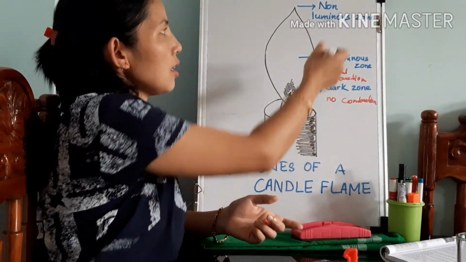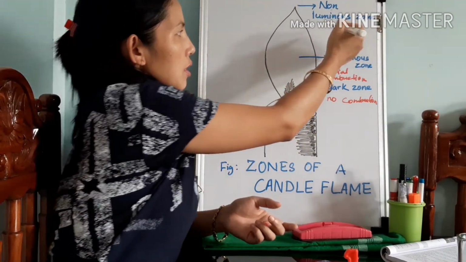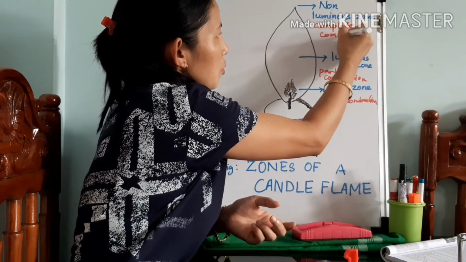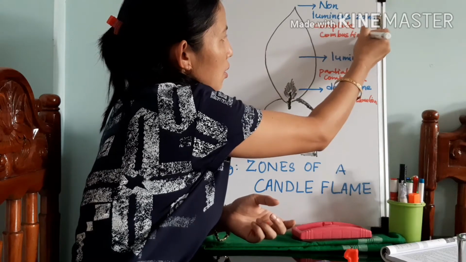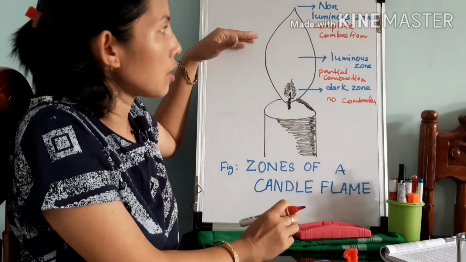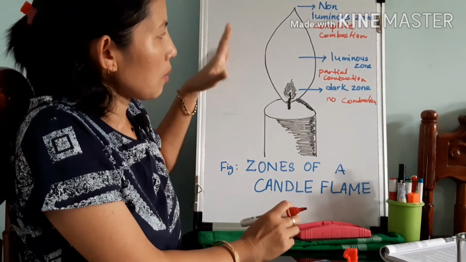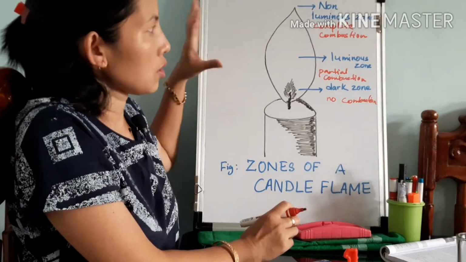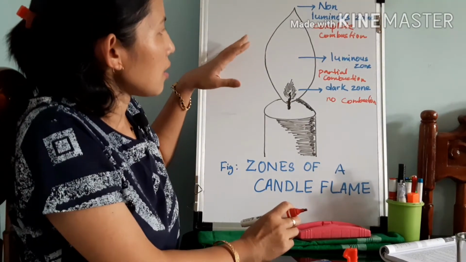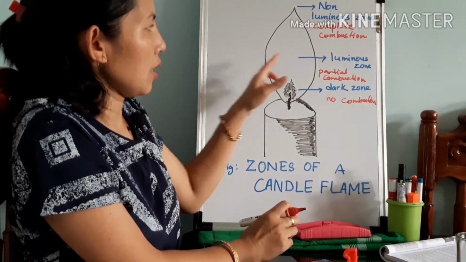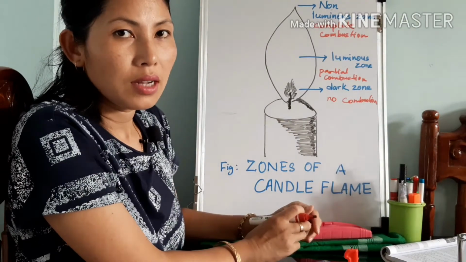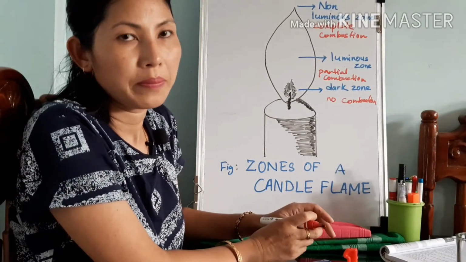Then next is the non-luminous zone, where the complete combustion occurs due to sufficient supply of oxygen, as it is in direct contact with the surrounding. So there is no lack of oxygen supply. Oxygen supply is sufficient. As a result, it burns completely, and it does not give any flame or any color, but it burns with a light blue color, and it is the hottest part of the candle.